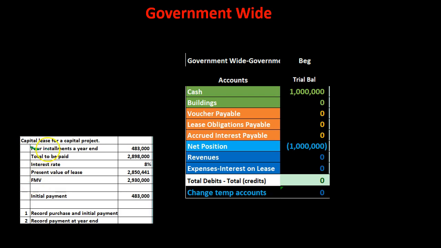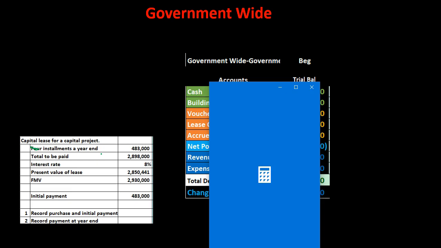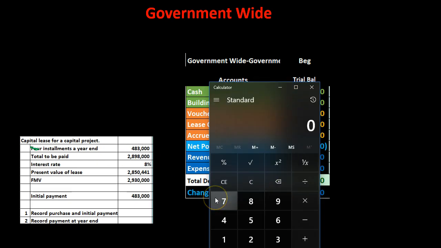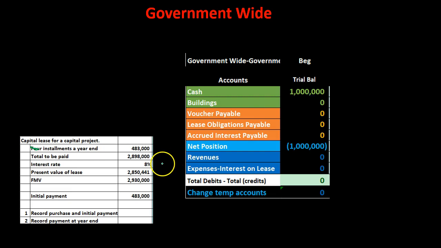That information includes installments at year end of $483,000, total to be paid $2,898,000. So if we take that $2,898,000 divided by the $483,000, that's going to be 6 payments. The amount then is going to be 8% of interest. Then the present value of the lease is going to be $2,850,441. The fair market value $2,930,000. Initial payment that we're going to make now $483,000.